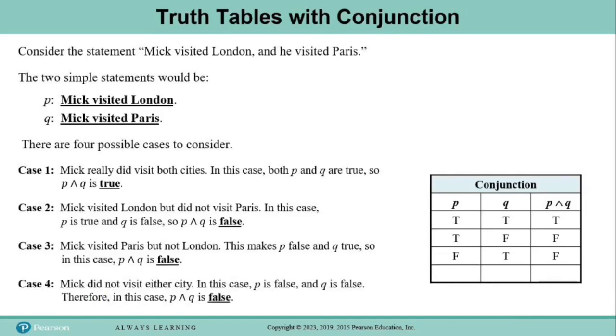And then in case 4, Mick did not visit either city. So if he didn't visit either city, then both P and Q are false, and that means the overall statement is false. So again, the only way for an AND statement to be true is if both components are true.